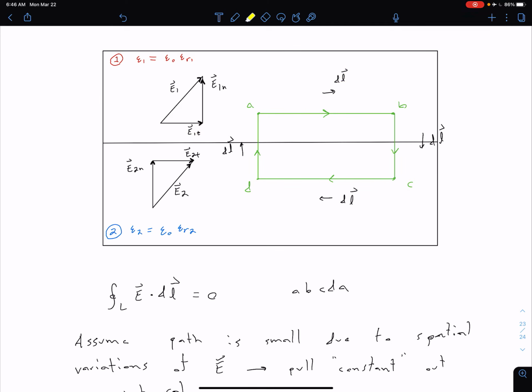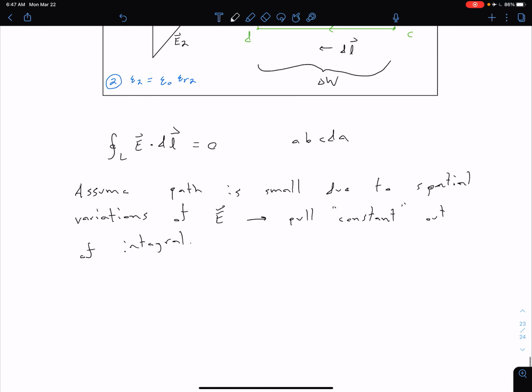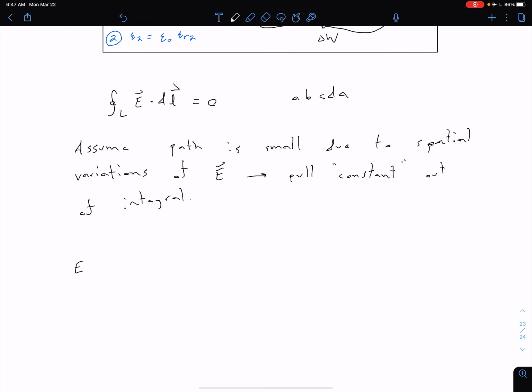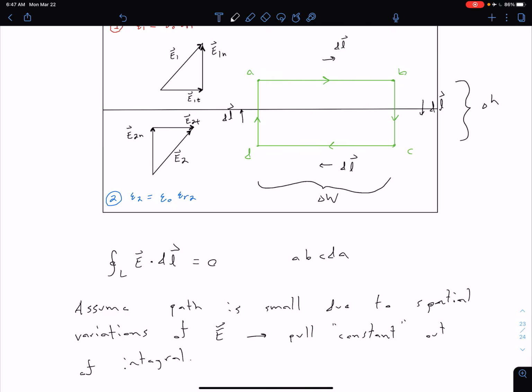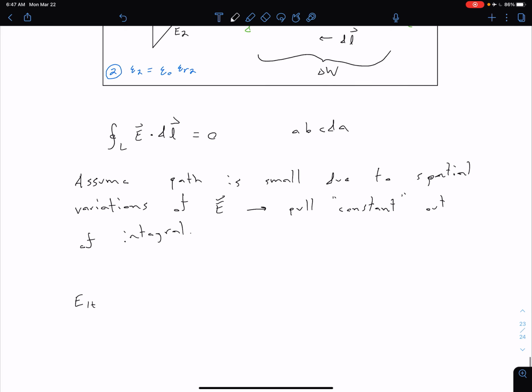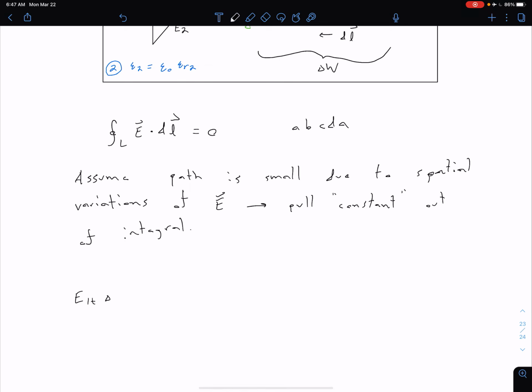Looking at our integral here, we pull E out of the integral, so that's just E1t, and we have the integral over this path, so basically that's just the length of the path, which is going to be the width. I didn't label that, but let me come back here and say that we have some width of this box, which is delta W, and some height of this box, which is delta H. So along that first path, we just have our E1t, because that's the only component in the same direction as dl, and then the length of the path is just our delta W.